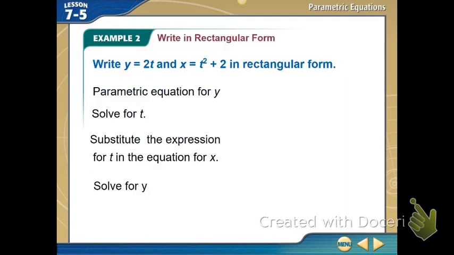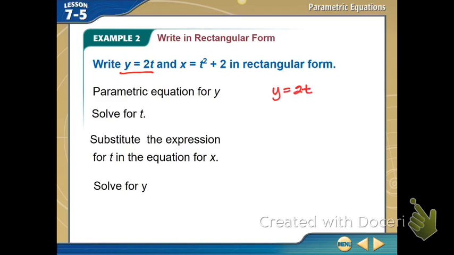All right, so a little bit of a different kind of problem that you're going to do here. This time, instead of graphing, you're going to write in rectangular form. So rectangular form is the kind of graphs that you've always seen. It's going to be like f of x or y in terms of x. In other words, we're going to eliminate t, or eliminate the parameter. So first, let's look at the parametric equation for y. That's this one. We'll write it down.